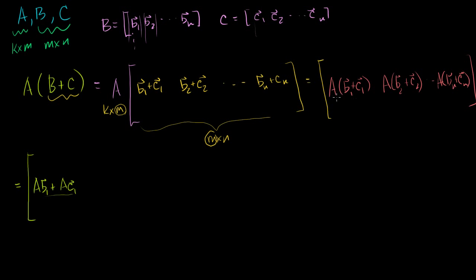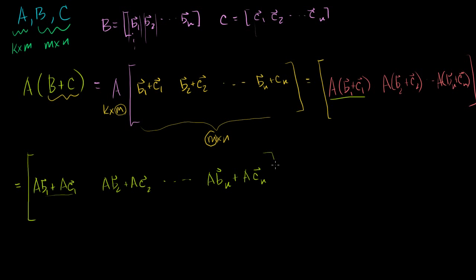The next one is going to be A times B2 plus the matrix A times the vector C2. And then, keep going, the nth column is going to be the matrix A times the column vector Bn plus the matrix A times the column vector Cn, just like that.